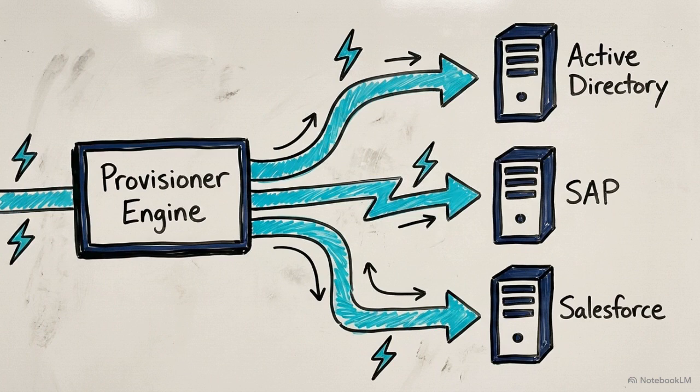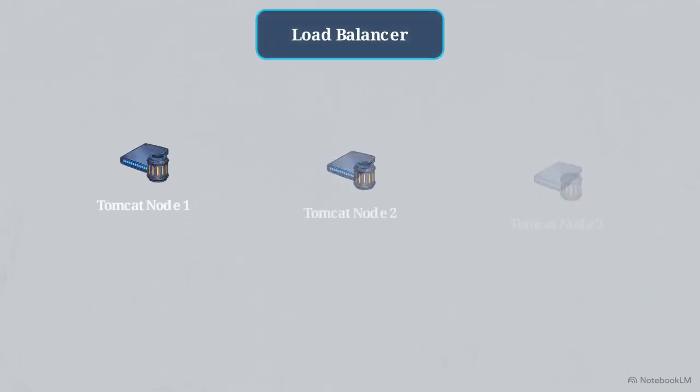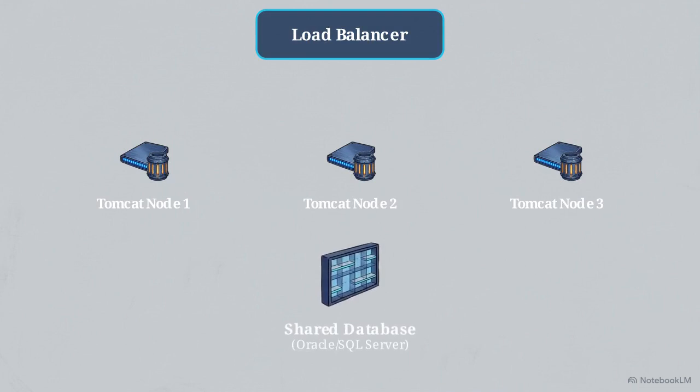The resumed workflow hands the plan to the provisioner engine, which partitions the operations by target application and executes them via connectors. This stateful database serialization is the only way IIQ can maintain reliable, long-running human-in-the-loop processes without crashing the Java application server. This execution model allows the system to achieve enterprise horizontal scalability.